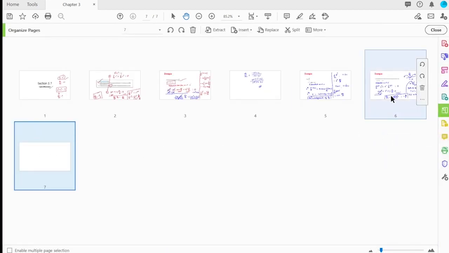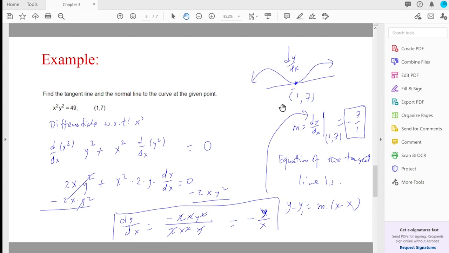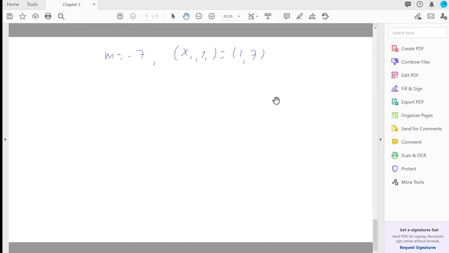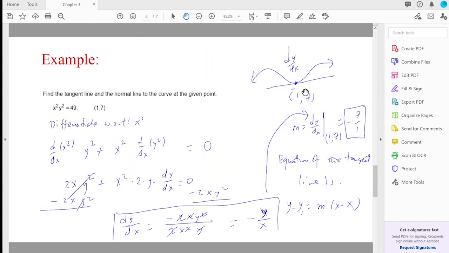So let me just add one more line here. m is -7, and (x1, y1) is (1, 7). The slope is -7. The equation is y minus y1, which is 7, equals slope -7 times x minus x1, which is 1. If you distribute this -7, it will be -7x plus 7. So if you add 7 here, eventually y equals -7x plus 14. So this is the equation of the tangent line at this point (1, 7).